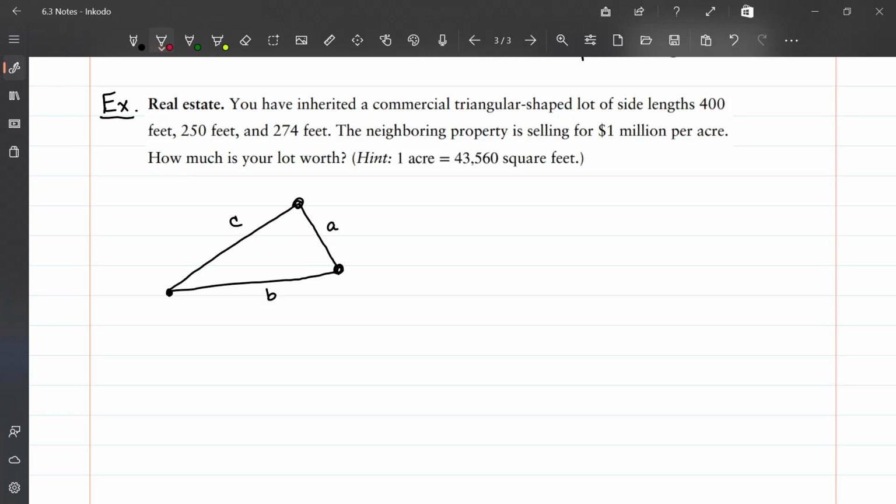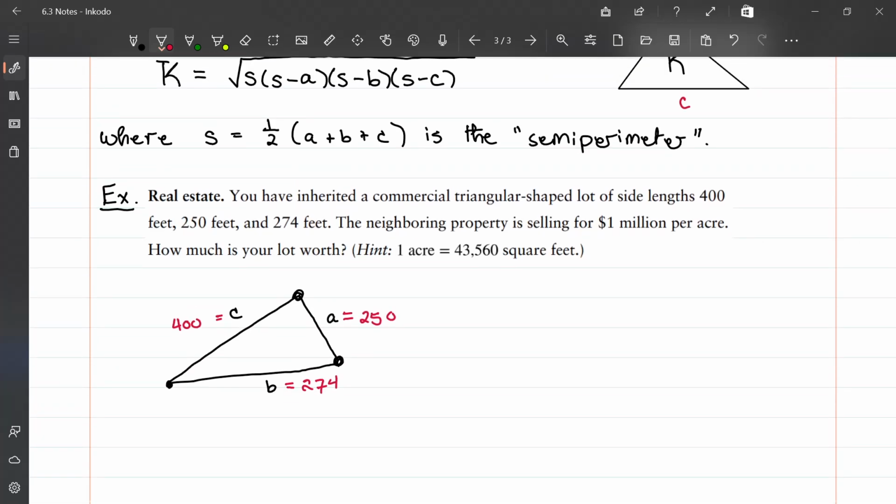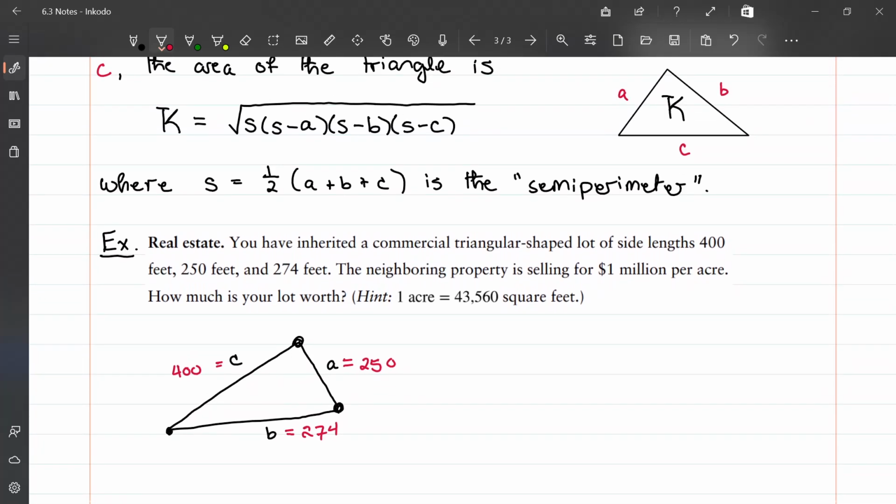And we can go ahead and assign lengths. It doesn't really matter which side is which length in this picture. We just have to make sure that we label them and we know where they are. So let's see, here's 250, I'll say, and I'll say this one is 274, and that makes c 400 feet. Now, if you remember, in order to use Heron's formula, we need the semi-perimeter first. So let's go ahead and just fill in the semi-perimeter formula.